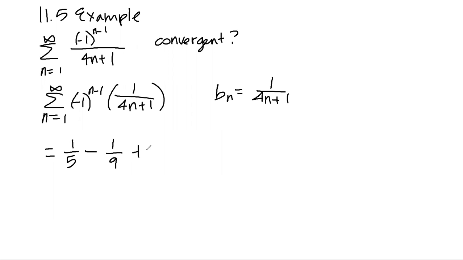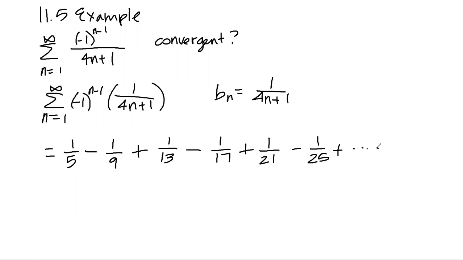Then back to positive. 1 over 4 times 3 plus 1 would be 13. Then we would have a negative again. 1 over 4 times 4 plus 1 would be 17. If you look at the denominators here, basically we're adding 4 each time. So the next one would be 1 over 21, then 1 over 25, and so on. So that's what our series looks like.